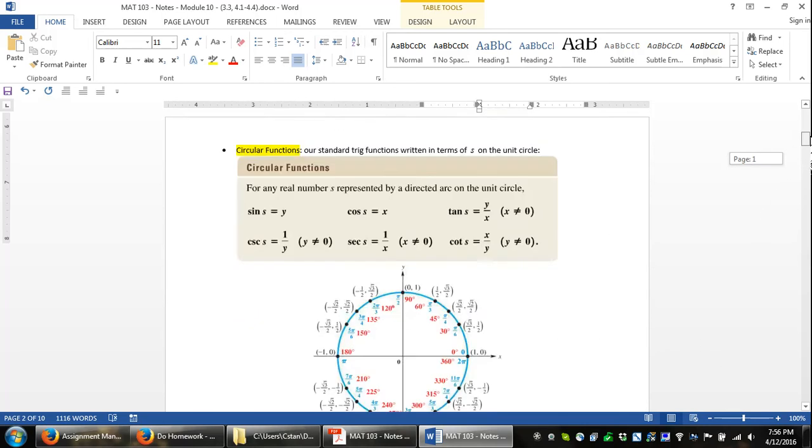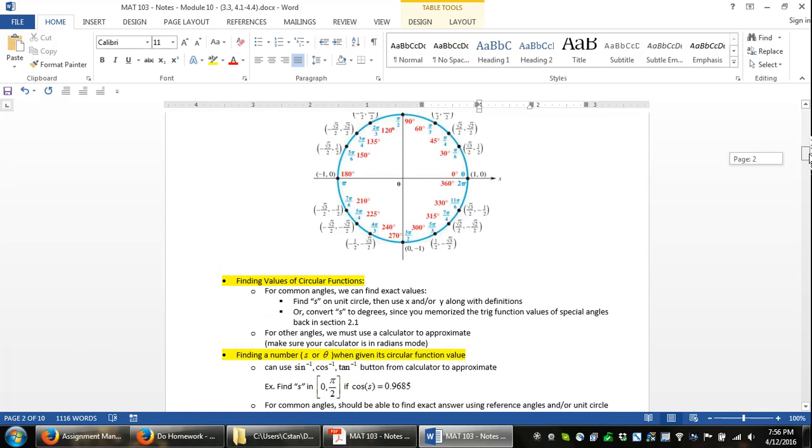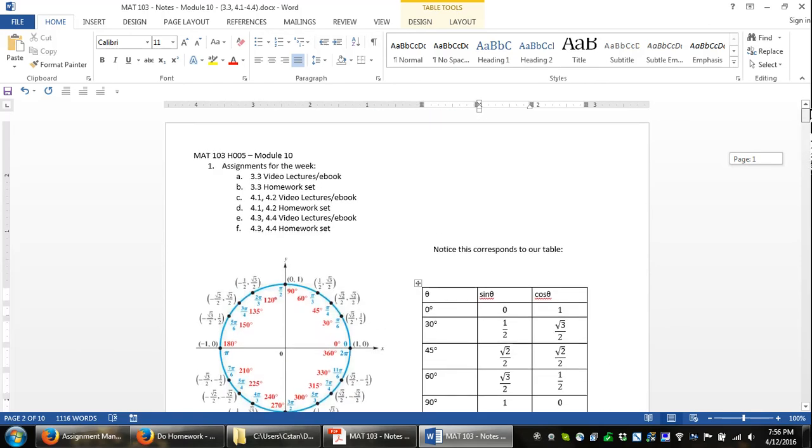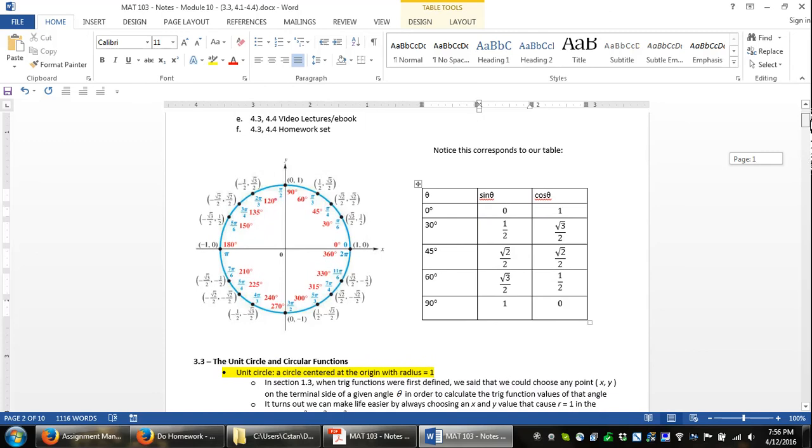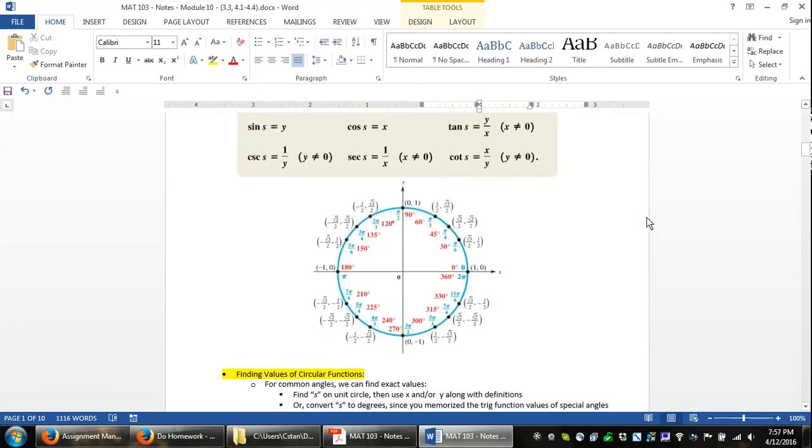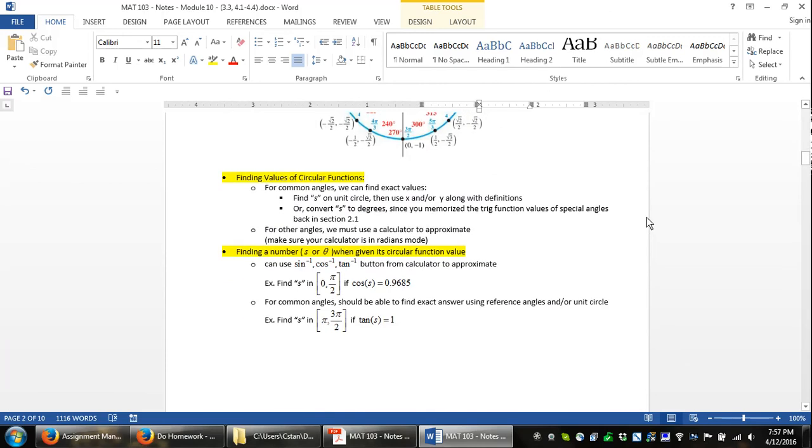So a lot of students seem to prefer to use this unit circle. I always like my table. So if you're used to doing this, there's no reason to go and memorize this unit circle. You can do all of these things using this table, as long as you can find your reference angles. This is just another method to do what we've been doing all along.